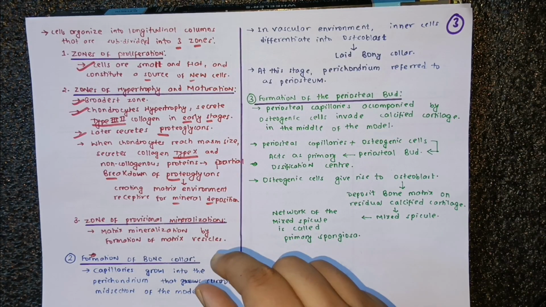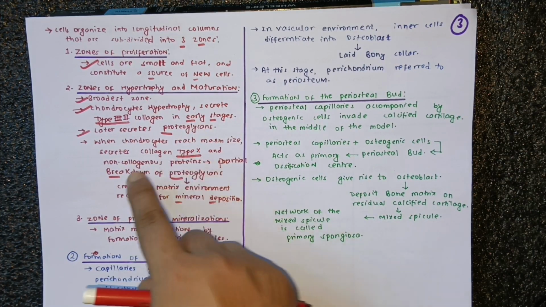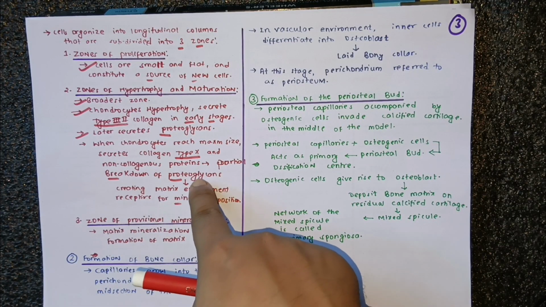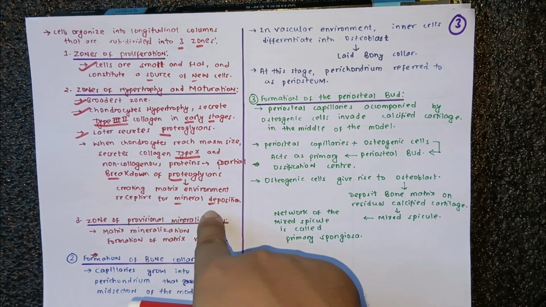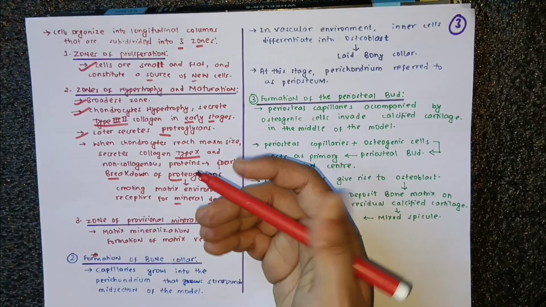So it is broadest, chondrocyte hypertrophy is there, type 2 collagen, proteoglycan, type 10 non-collagenous protein secretion is there, and that is causing the breakdown of the proteoglycan which was secreted earlier, and this forms the receptive environment for the mineral deposition. So it is very simple to understand if you remember this.